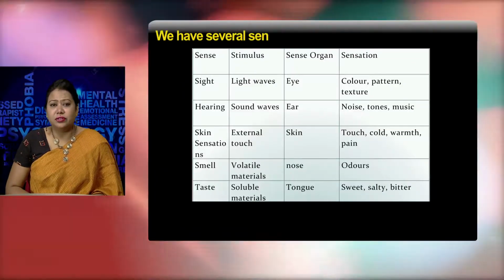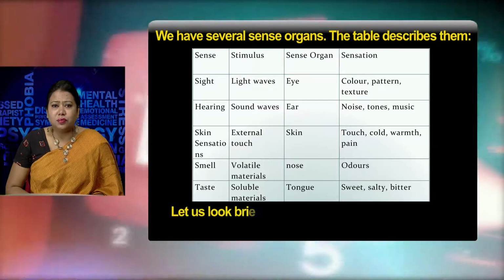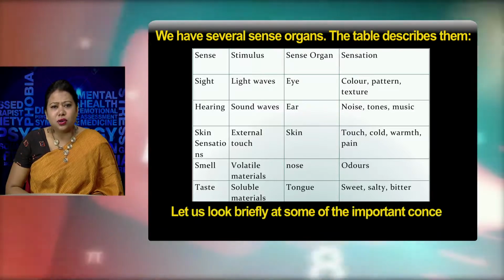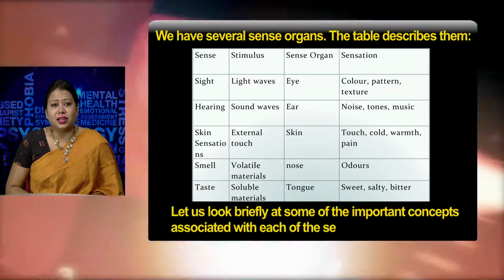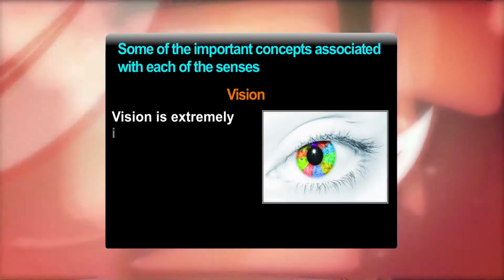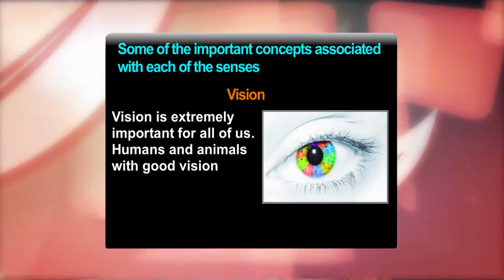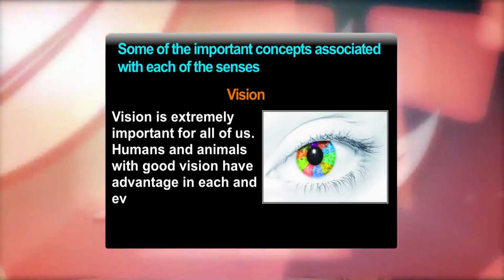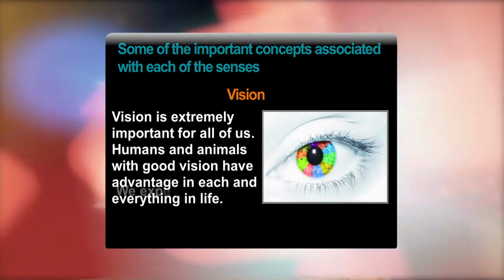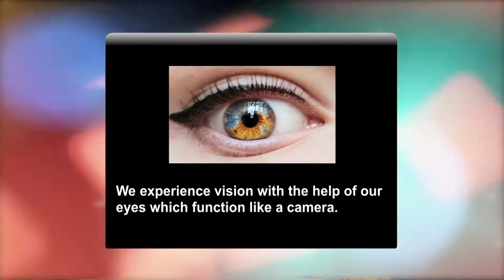We have several sense organs. The table describes them. Now let us look briefly at some of the important concepts associated with each of the senses. Vision. Vision is extremely important for all of us. Humans and animals with good vision have an advantage in each and everything in life. We experience vision with the help of our eyes, which function like a camera.